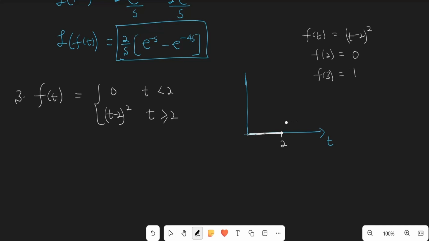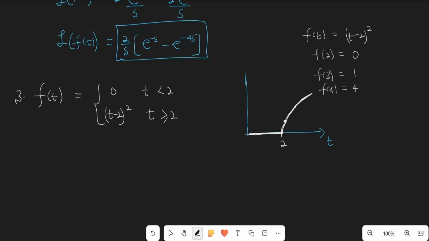So that is going to be 1. So at t is equal to 3, you have 1, like this. At t is equal to 4, that is going to be 2 squared. So f of 4 is going to be 4 minus 2, which is 2 squared, which is 4. This is going to be 4, like this. So this function is going to behave like this after 2, continuous until infinity. So this one is the function that we are asked to find the Laplace transform of.